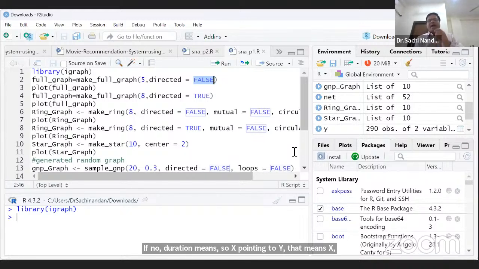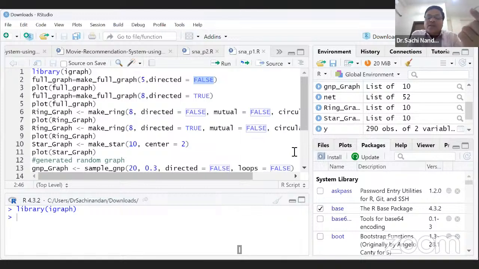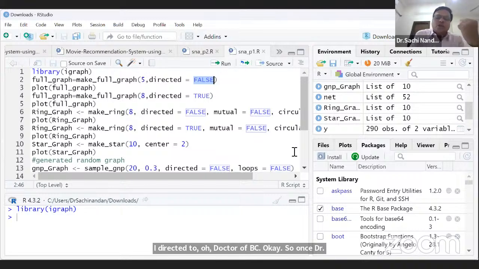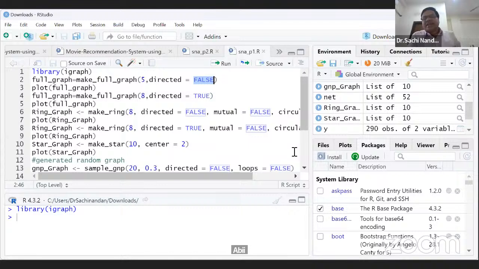For example, I send a friend request to Dr. Abhishek, right? That means I am directed to Dr. Abhishek. Once Dr. Abhishek receives the friend request, that means Dr. Abhishek is connecting to me, and I am also connecting to Dr. Abhishek. Okay. So in this case, what happens?